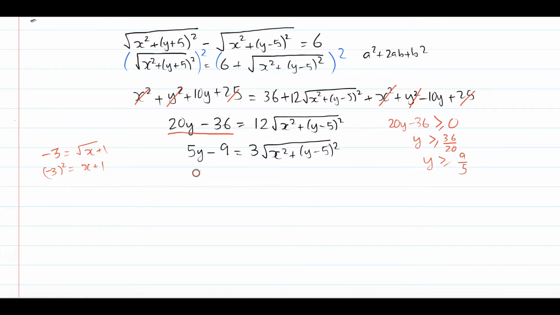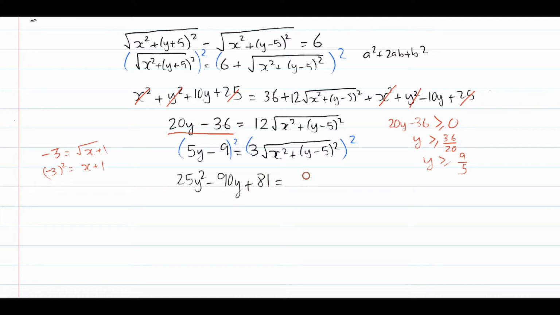So afterwards, we square both sides. I'm just going to square both sides, and the reason we do that is to get rid of the square root. So we have 25y squared minus 2ab, so 2 times 9 times 5y. That, whoops, sorry there, that should give me 45y, so 90y when we times that by 2. And we have plus 81.